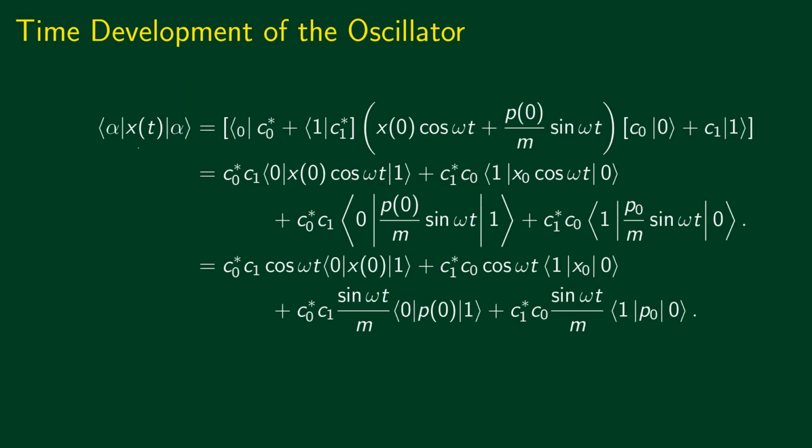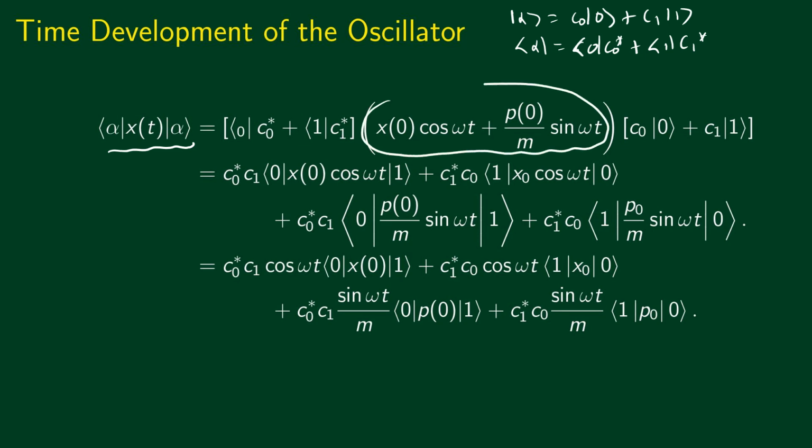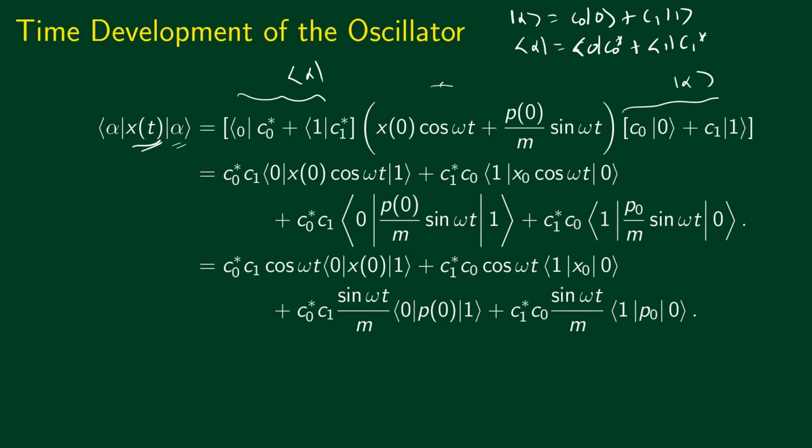The expectation value of x of t in the state ket alpha is written as bra alpha x of t ket alpha, and ket alpha itself was C0 ket 0 plus C1 ket 1, which means that bra alpha is bra 0 C0 star plus bra 1 C1 star, and x of t itself was found to be x of 0 cos omega t plus p of 0 divided by m sin omega t. Putting all these together, the expectation value for x of t in the state ket alpha can be written in this form. What we have here is bra alpha, this is ket alpha, and this is x of t.